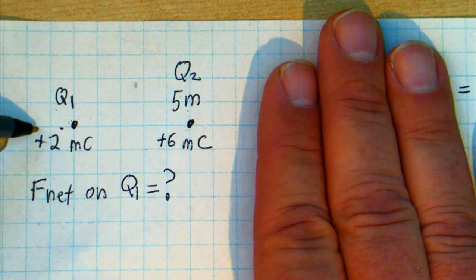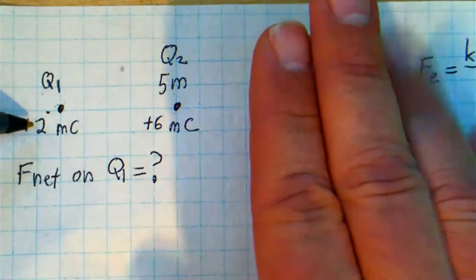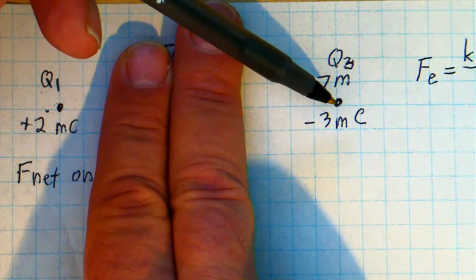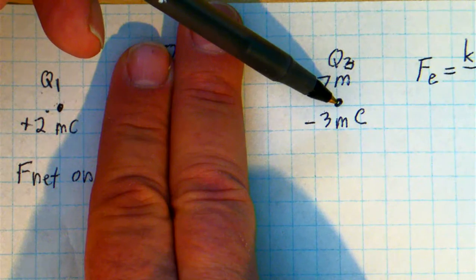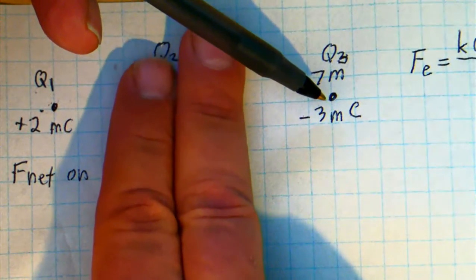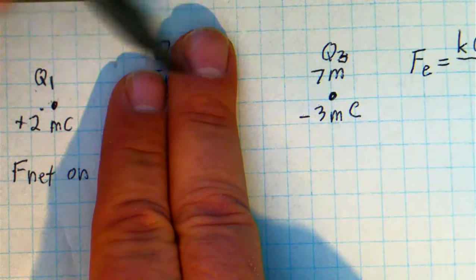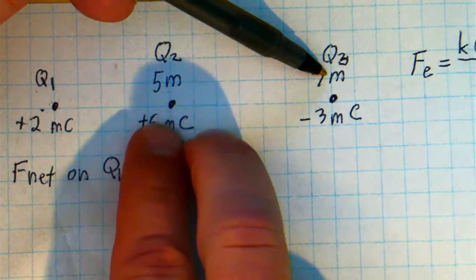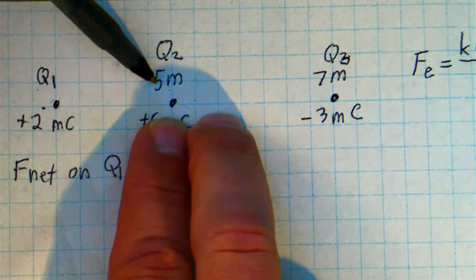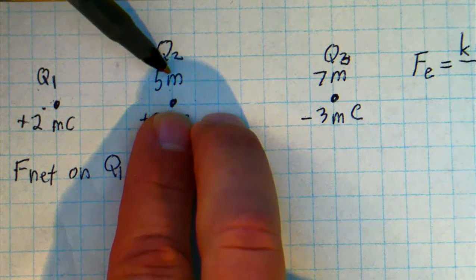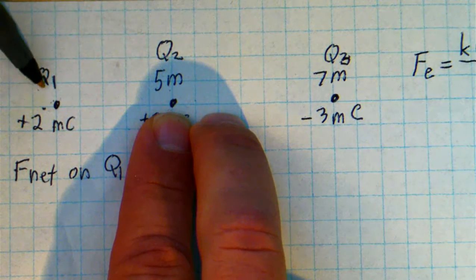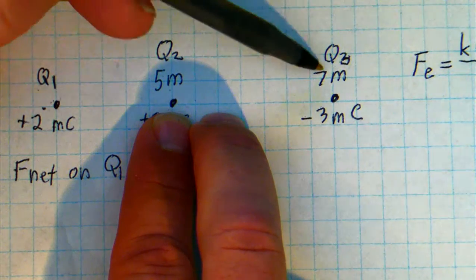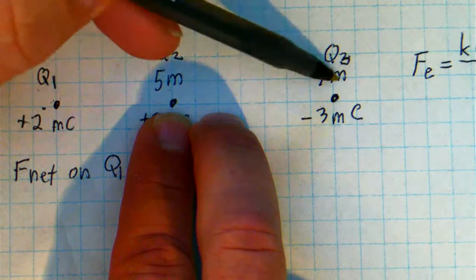After I come up with that number, I'm going to shut off Q2 and pretend it's not there and turn on the next charge, in this case, Q3. Now I have to be careful not to just foolishly say, oh, the distance from Q1 to Q3 is 7 meters, because it's 7 meters beyond Q2. Q2 is 5 meters from Q1. So my value of R is not going to be 5 meters. It's not going to be 7 meters. It's going to be 12 meters.